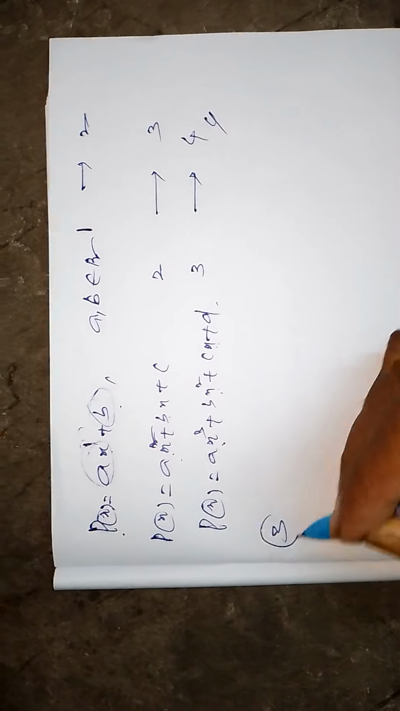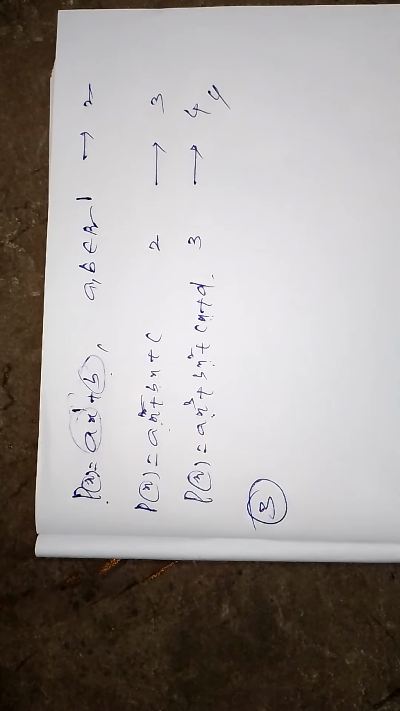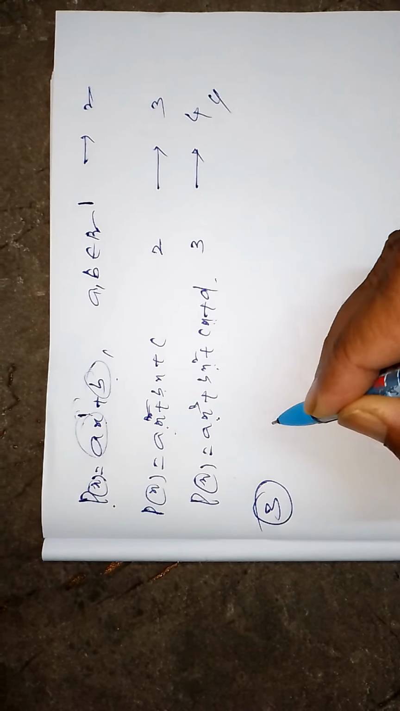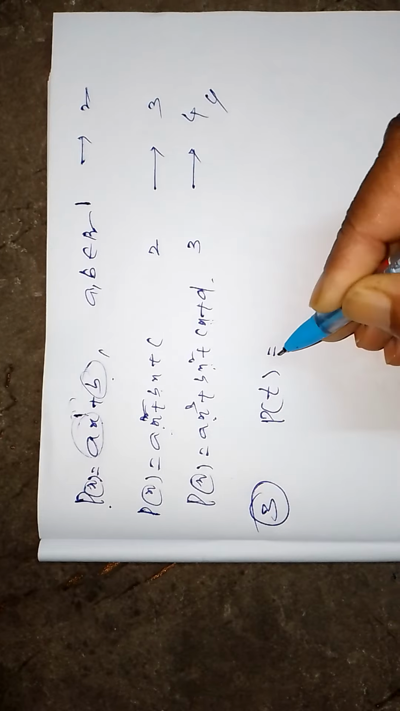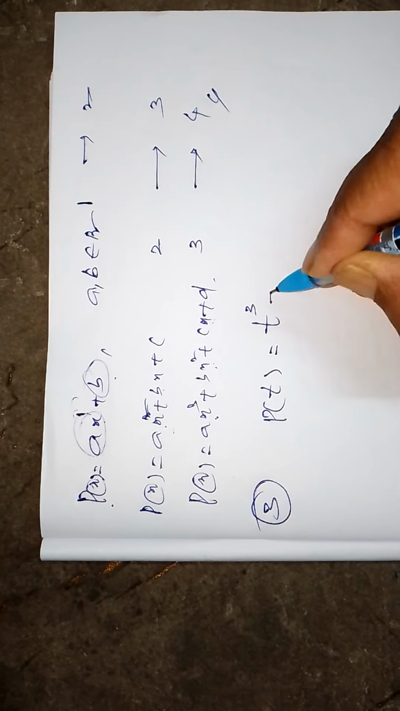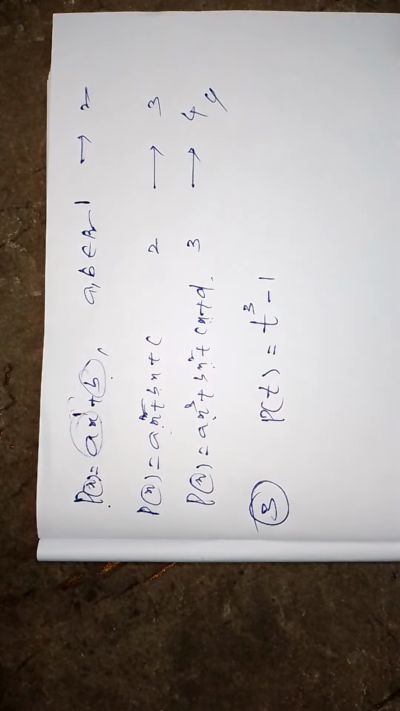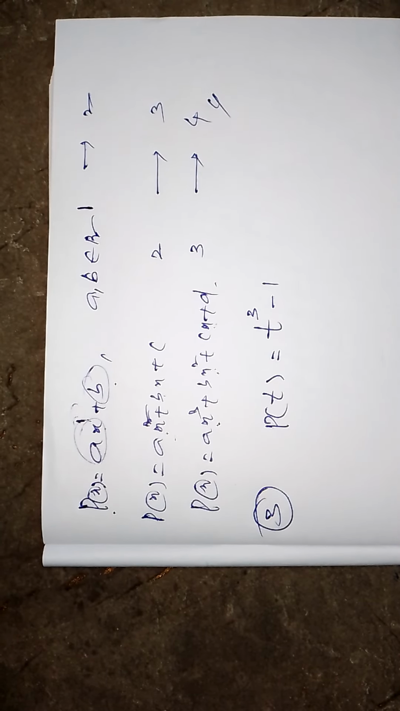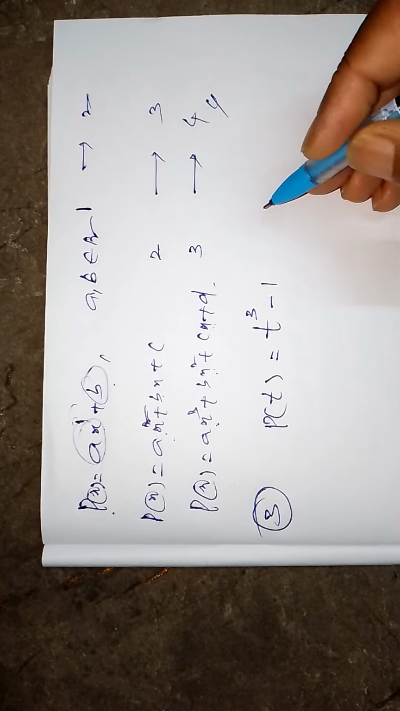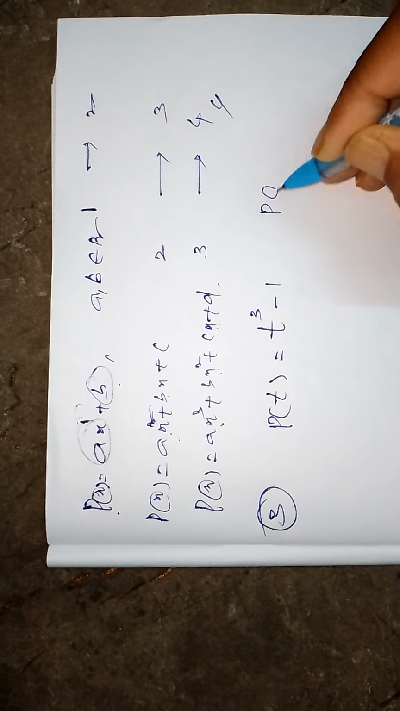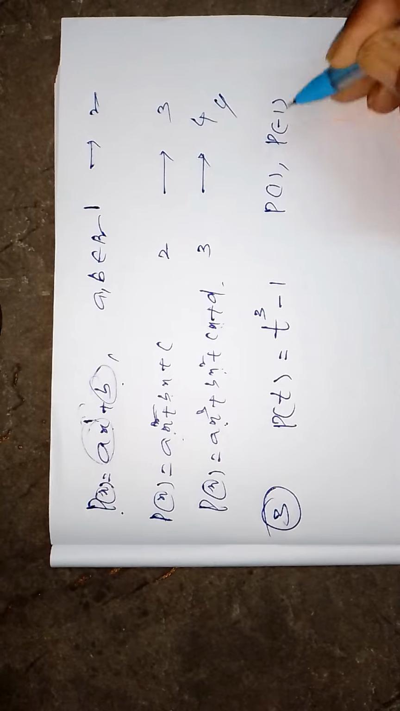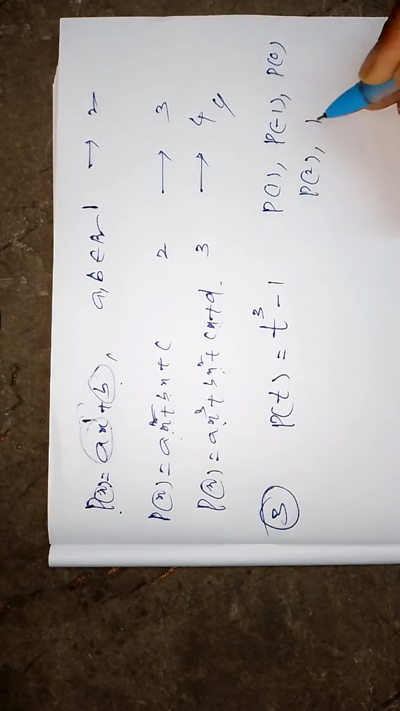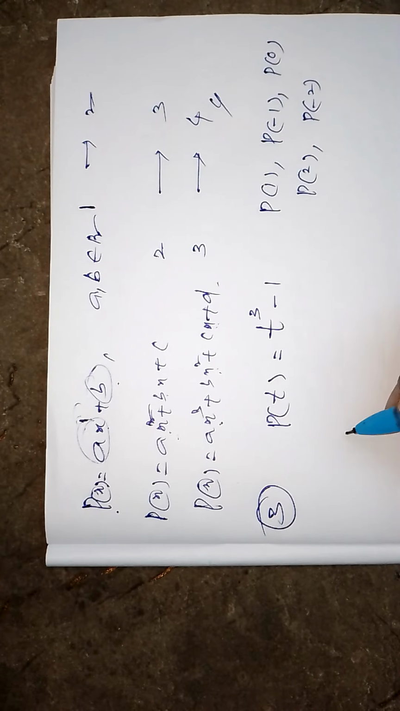Next, the third question in Exercise 3.1. The given polynomial is P of t equals t cubed minus 1. Then we have to find the values P of 1, P of minus 1, P of 0, P of 2, and then P of minus 2. So we have to find these values.